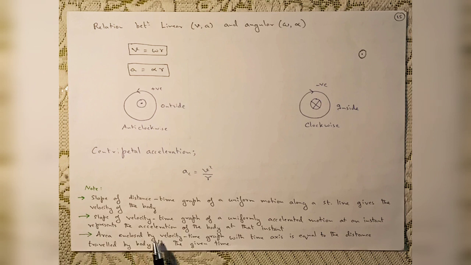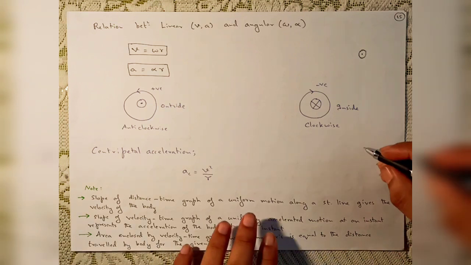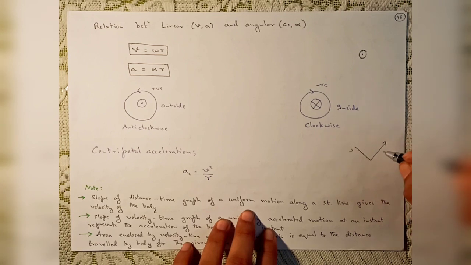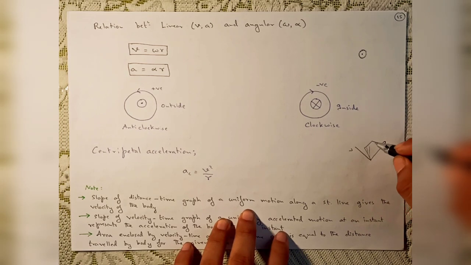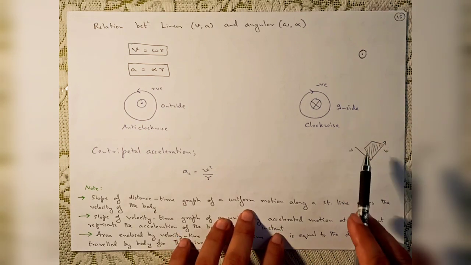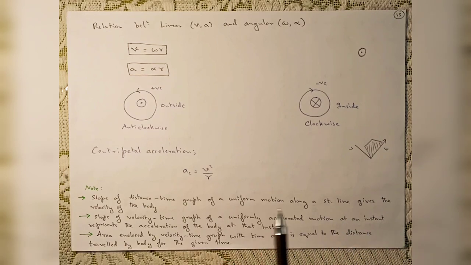The area enclosed by the velocity time graph with the time axis is equal to the distance traveled by the body for the given time. So if you have a velocity time graph and a certain area is enclosed by this graph, then the area under this graph in a VT graph is going to give you the distance traveled by the body.